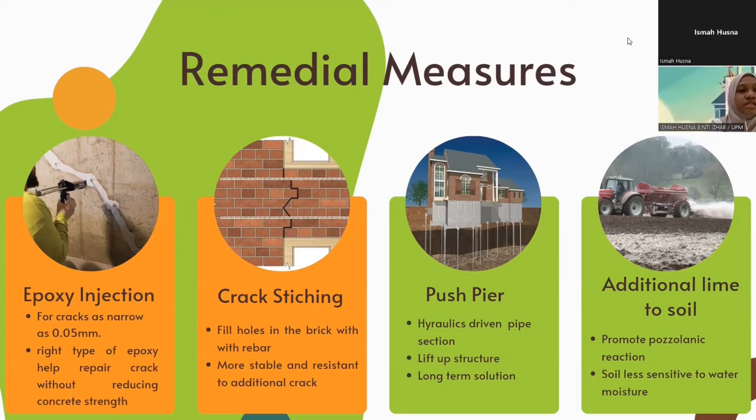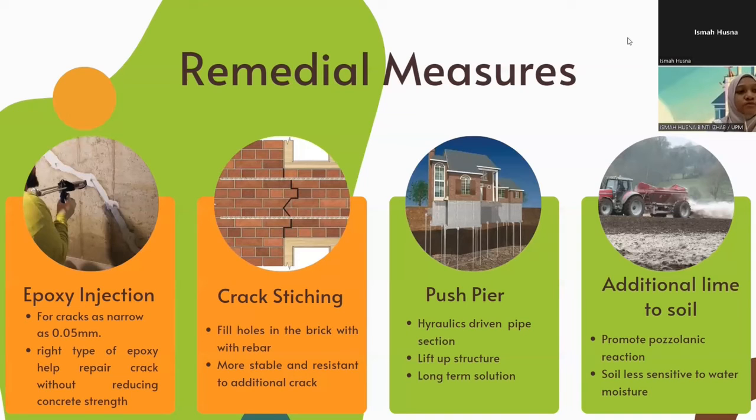The next one is crack stitching. Crack stitching is a method used to fill the holes in the brick, which makes it more stable and resistant to additional cracking. This method uses a variety of rebar stitching materials that are fitted and grouted in between fissures to rejoin and seal the bricks together. Crack stitching is an inexpensive, quick to complete, and non-intrusive method.